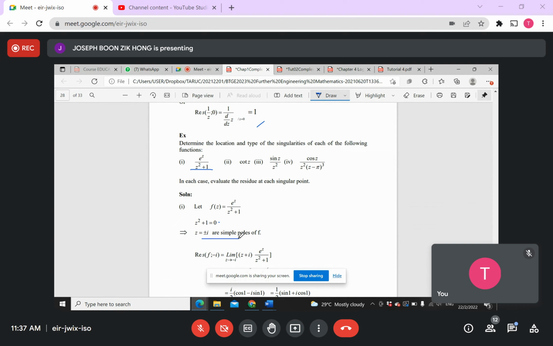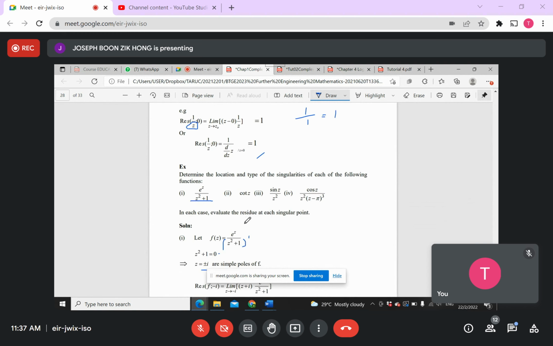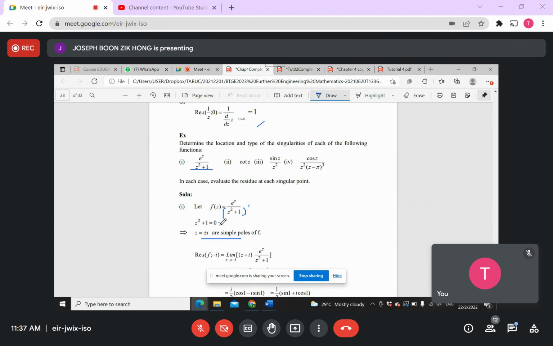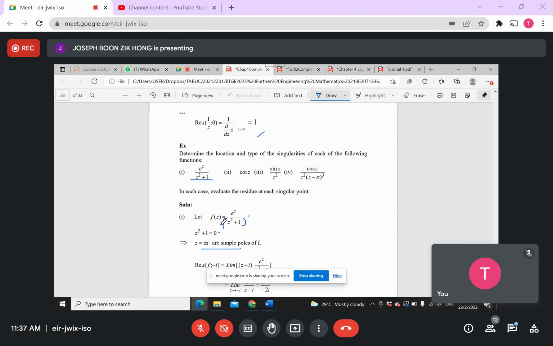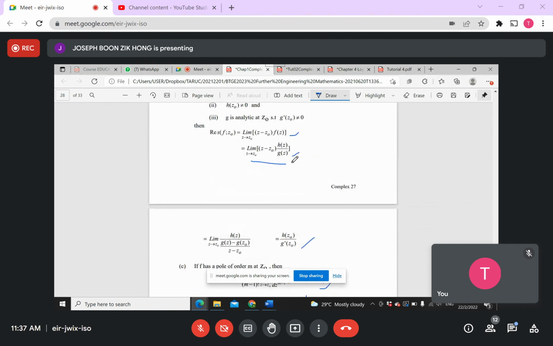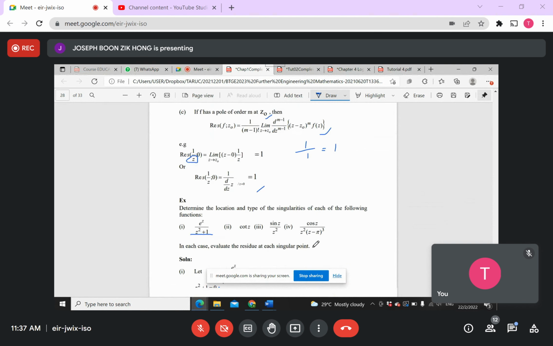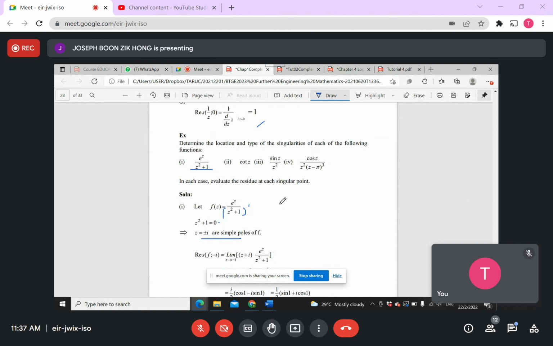So this one will be my simple pole, because everything is power of 1. So this is a simple pole. If you want to find the residue, since this is a simple pole, then you can use either this one or this one, up to you. If you use the first one, it will still be e^z.